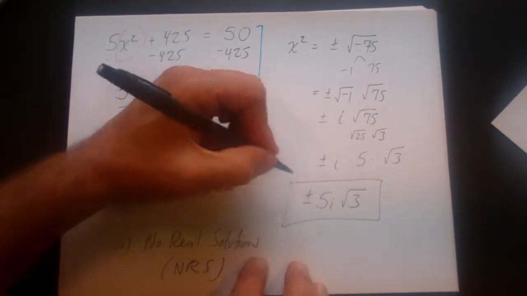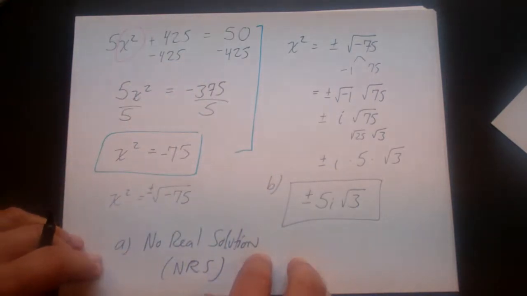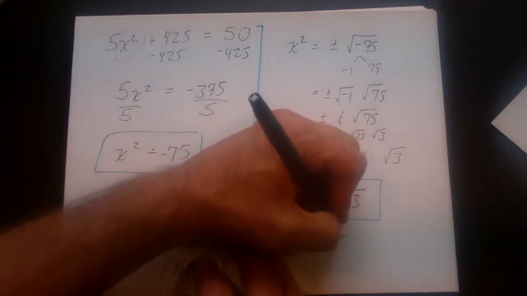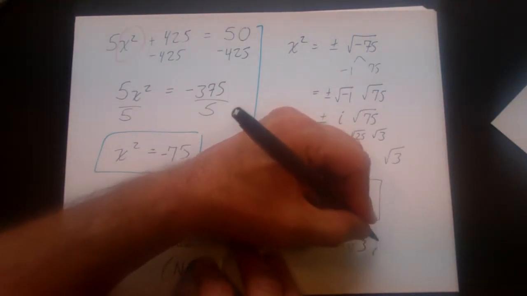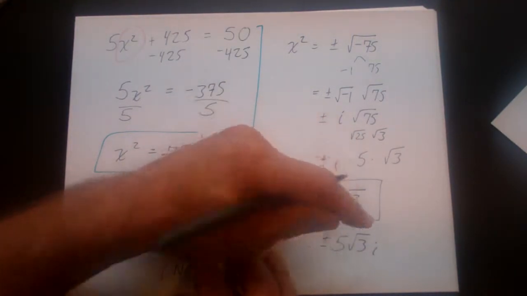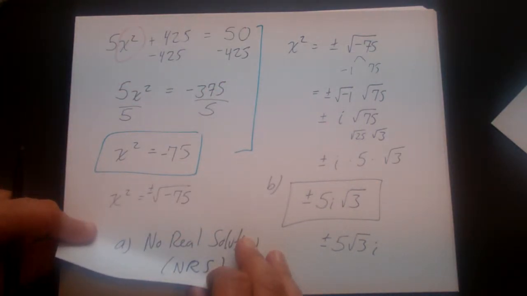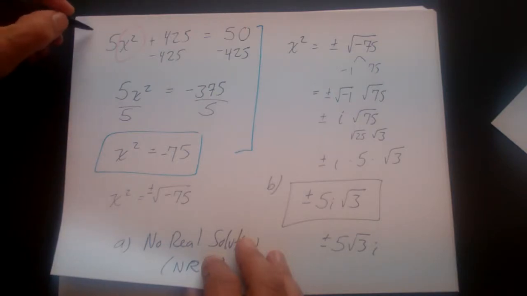And that's B. Your complex solutions are plus or minus 5i squared of 3. Sometimes you'll see it written 5 root 3i. In some sense this makes more sense, but this is more typical. That's number 1. Let's look at number 2.